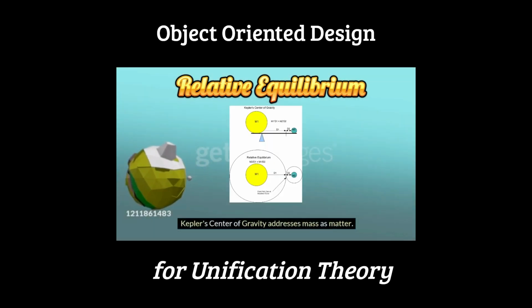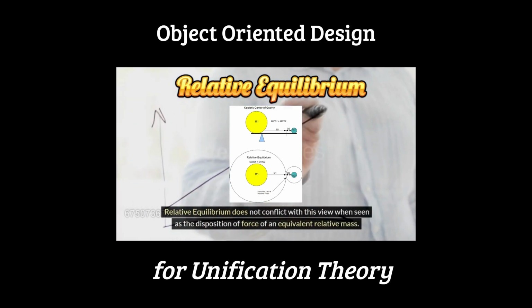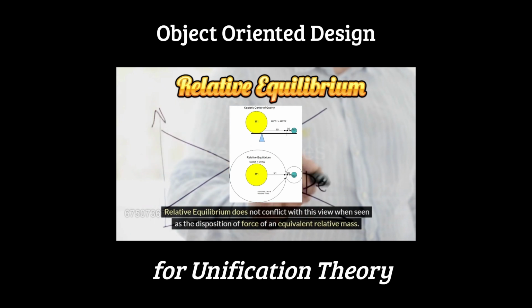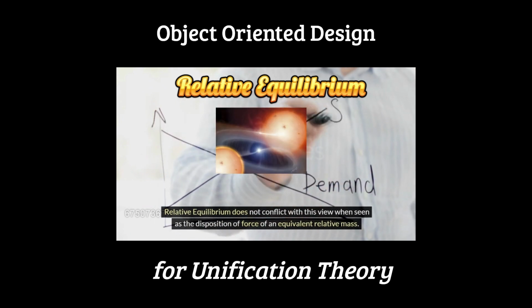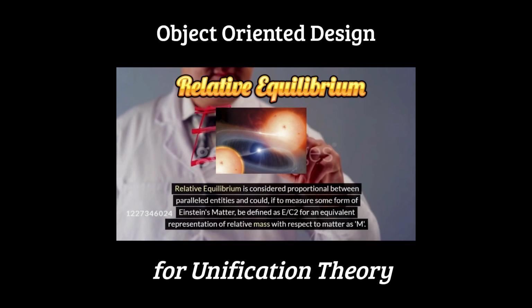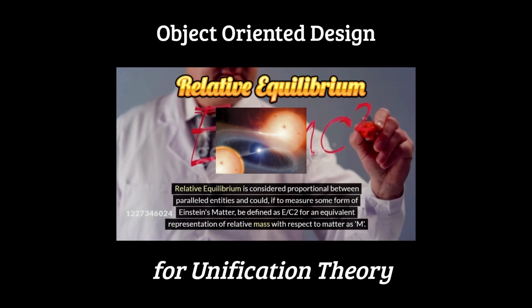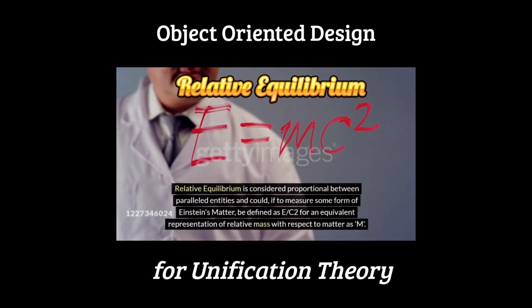Kepler's center of gravity addresses mass as matter. Relative equilibrium does not conflict with this view when seen as the disposition of force of an equivalent relative mass. Relative equilibrium is considered proportional between paralleled entities and could, if to measure some form of Einstein's matter, be defined as E/g2 for an equivalent representation of relative mass with respect to matter as m.